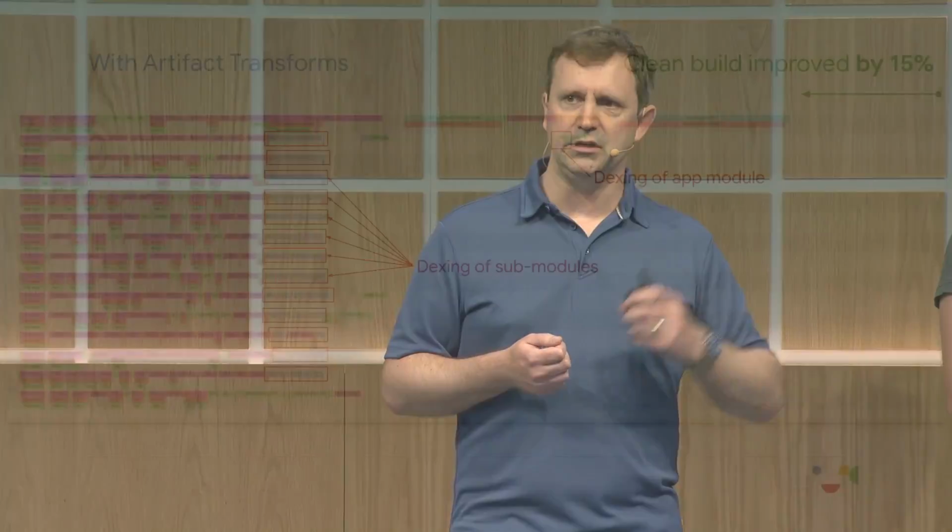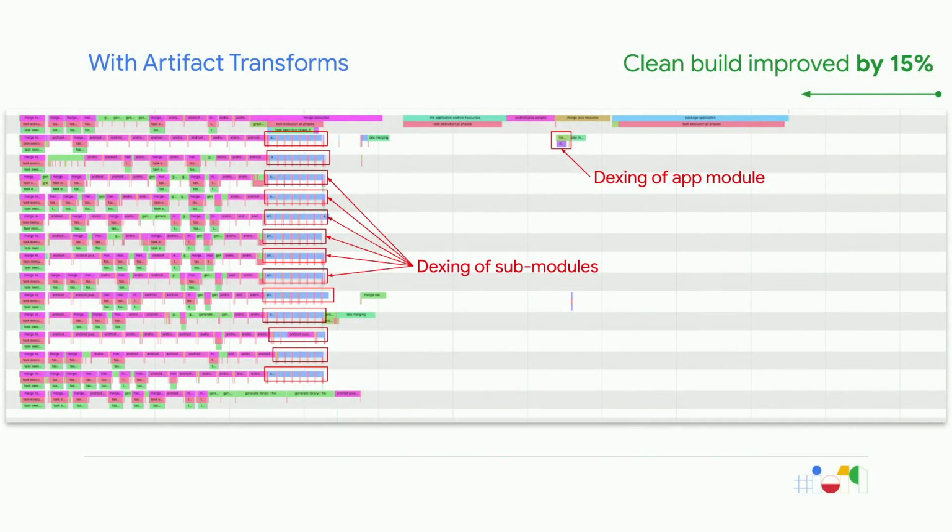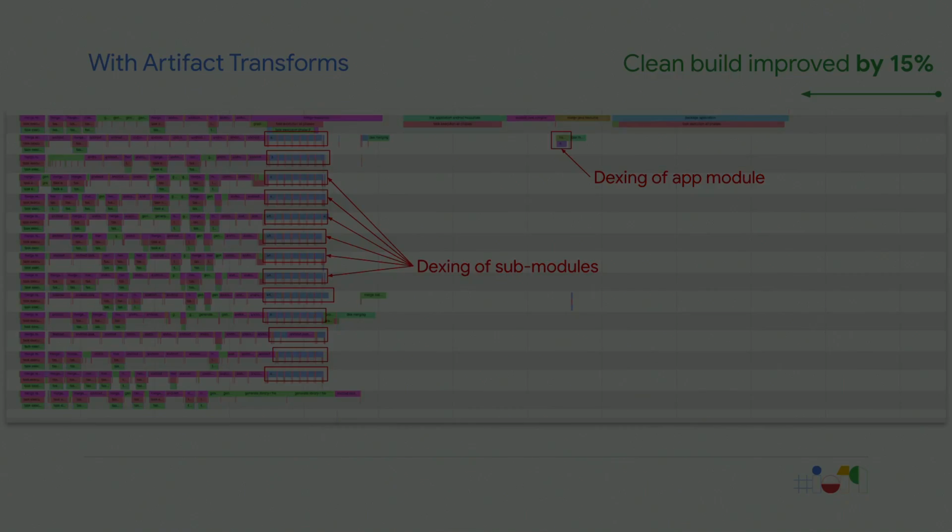So with transforms, Gradle can schedule that for us much earlier. And as soon as a module generates its jar, it can schedule the predexing of the library. And it can be cached on its own, so you have much more caching granularity because you don't cache the whole task that does all the predexing. So just on this project, with 100 modules, you can see that a clean build is improved by 15% by this introduction.